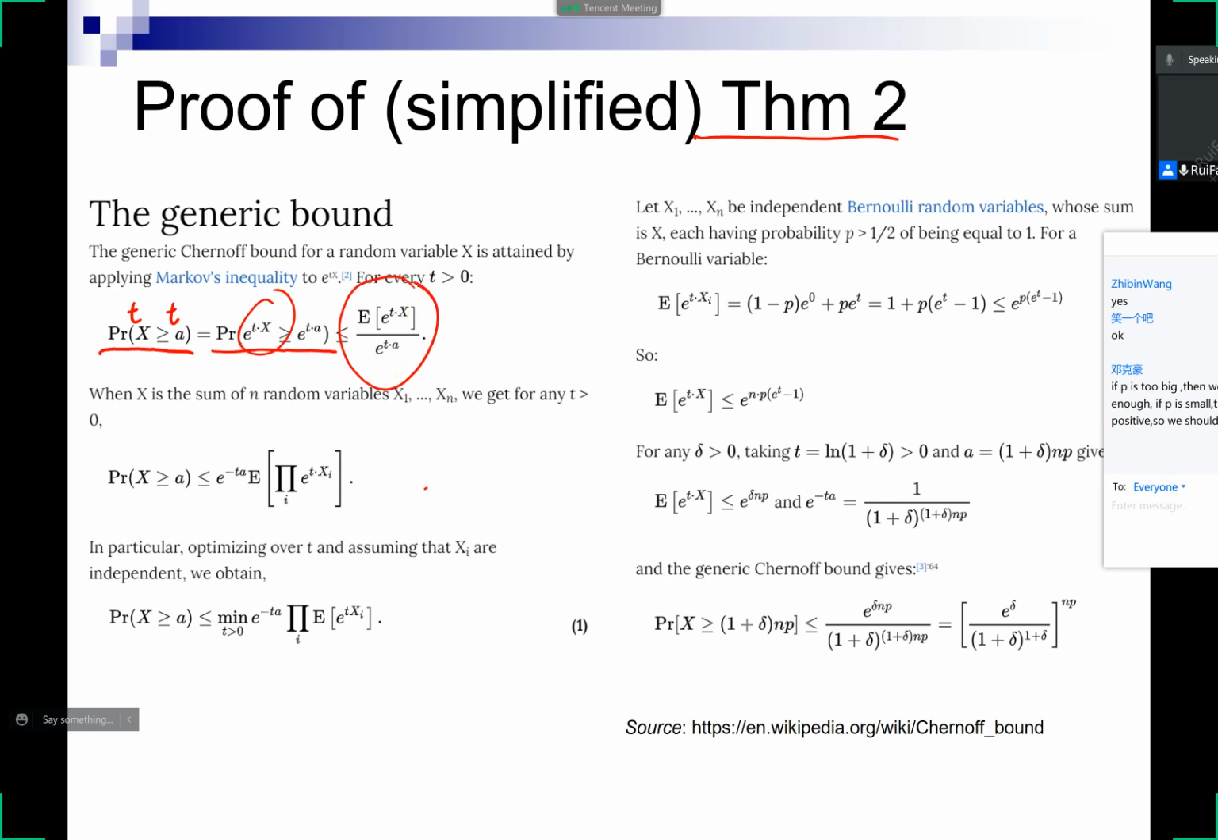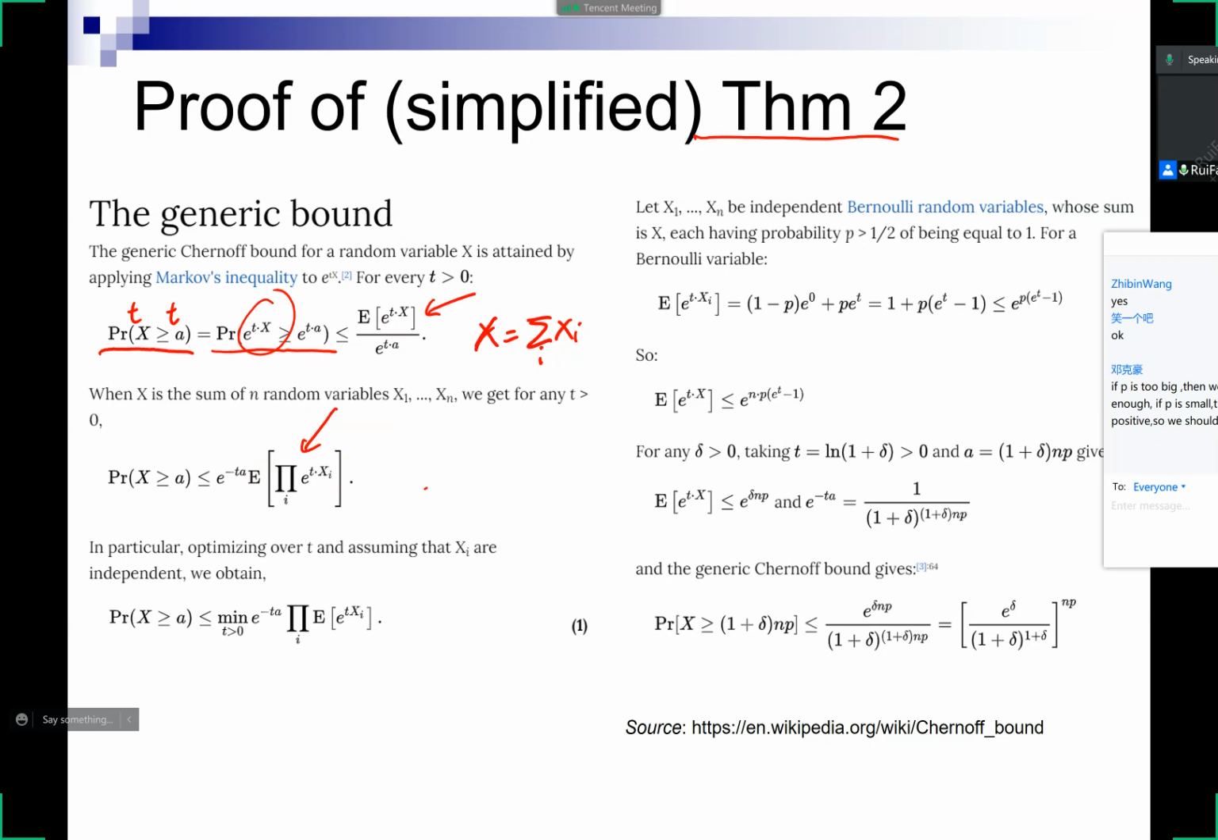Because x is the sum of n independent random variables, in order to look at the top expectation, this is like e to the tx, where x is equal to the sum of all of these xi's. Therefore, when you exponentiate the sum, this is going to turn into a product, the product over i of e to the t times xi for all of these individual i's. And we need to look at the expectation of that.